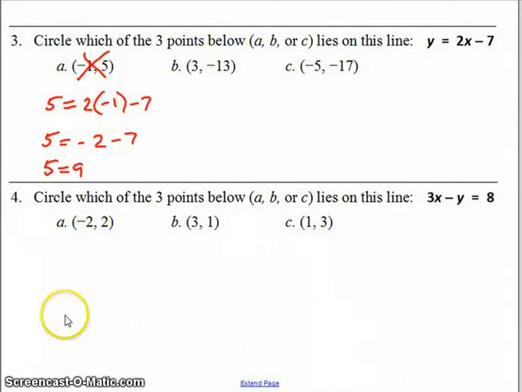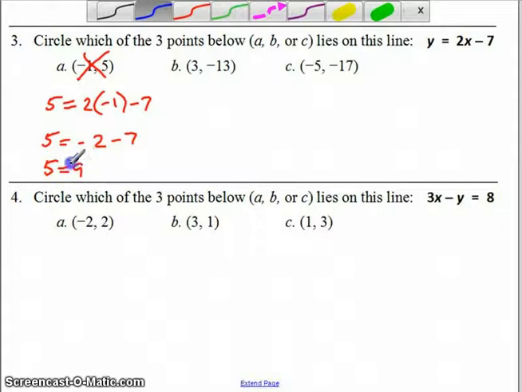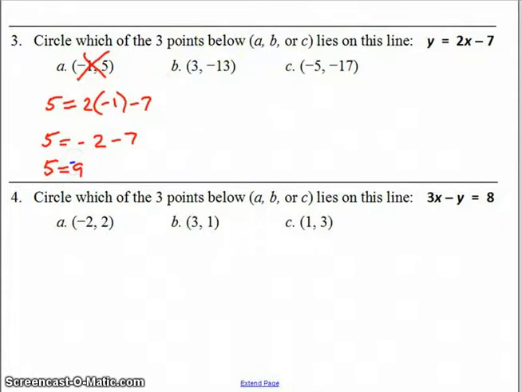By the way, I've made a mistake there, haven't I? It's supposed to say -9. My bad. There. But instead, the correct answer is C.